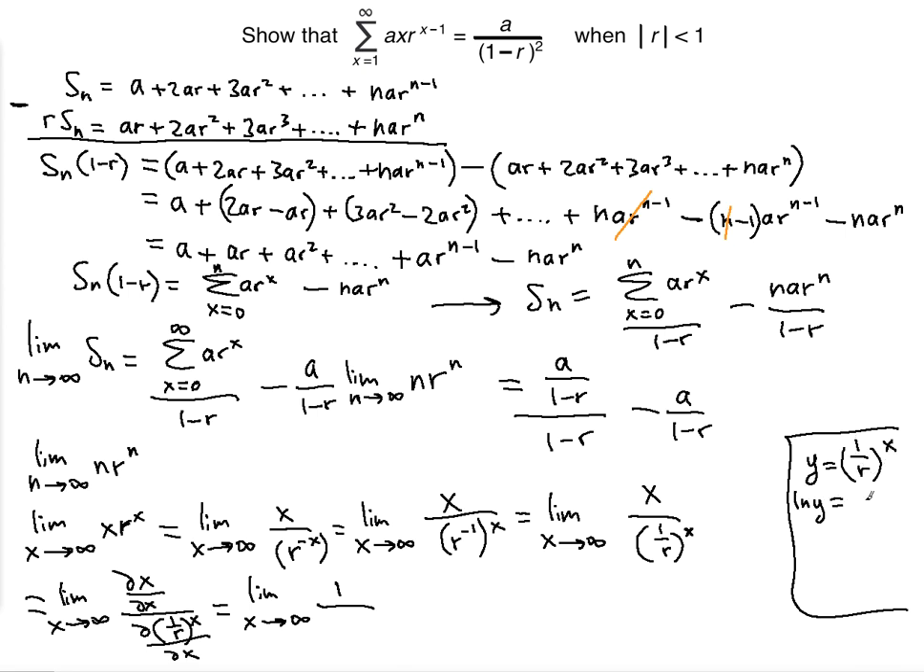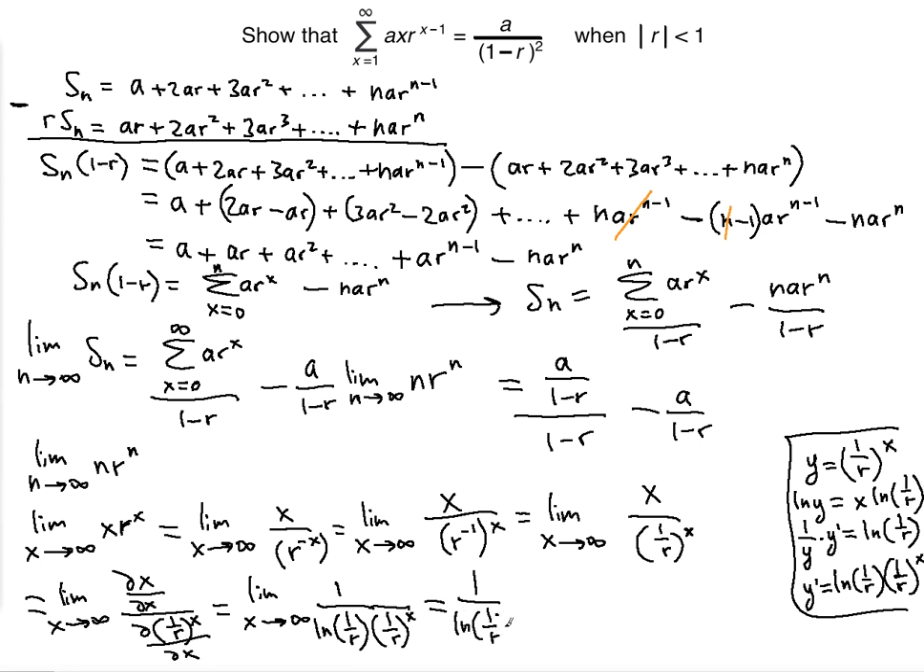Notice that ln y is going to be x ln of 1 over r, using the properties of logarithms. Logarithmic differentiation gives us the chain rule, like that. So solving for y prime, you get this times the y, which is 1 over r to the x. So we just found the y prime. So now you can take this out. And notice that 1 over this is the same thing as r to the x itself.